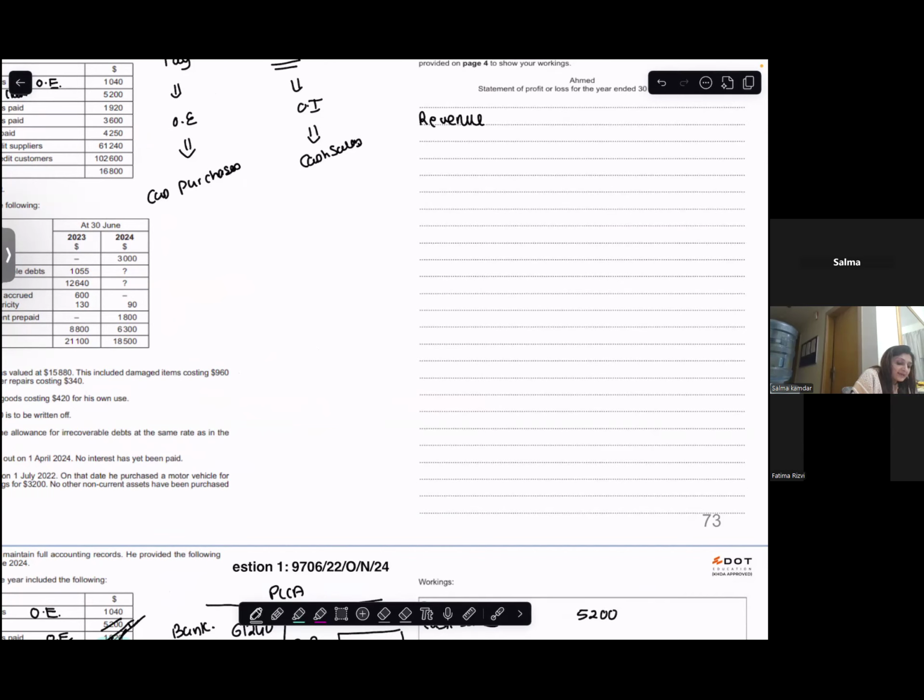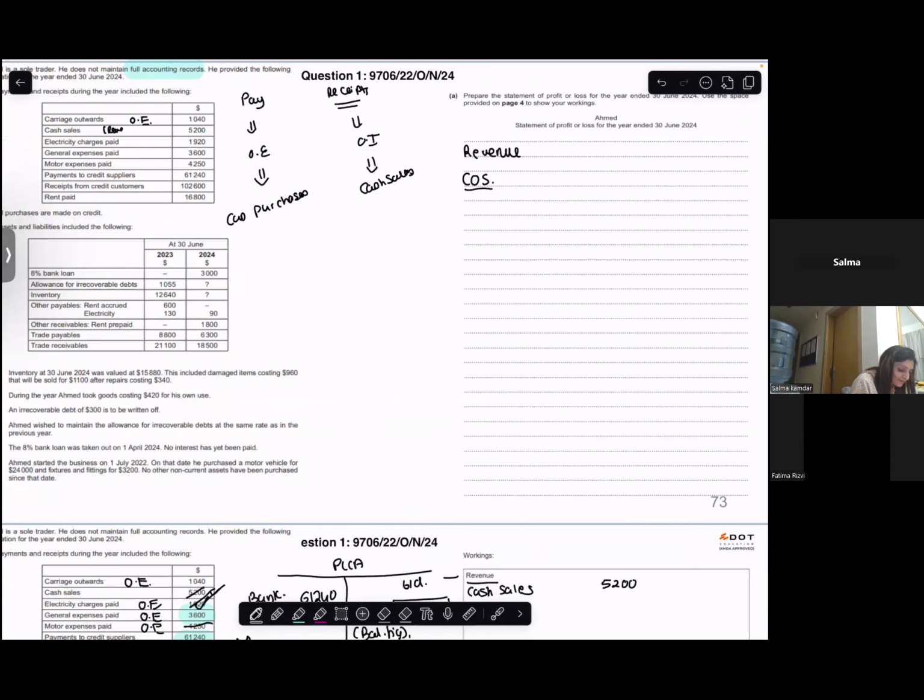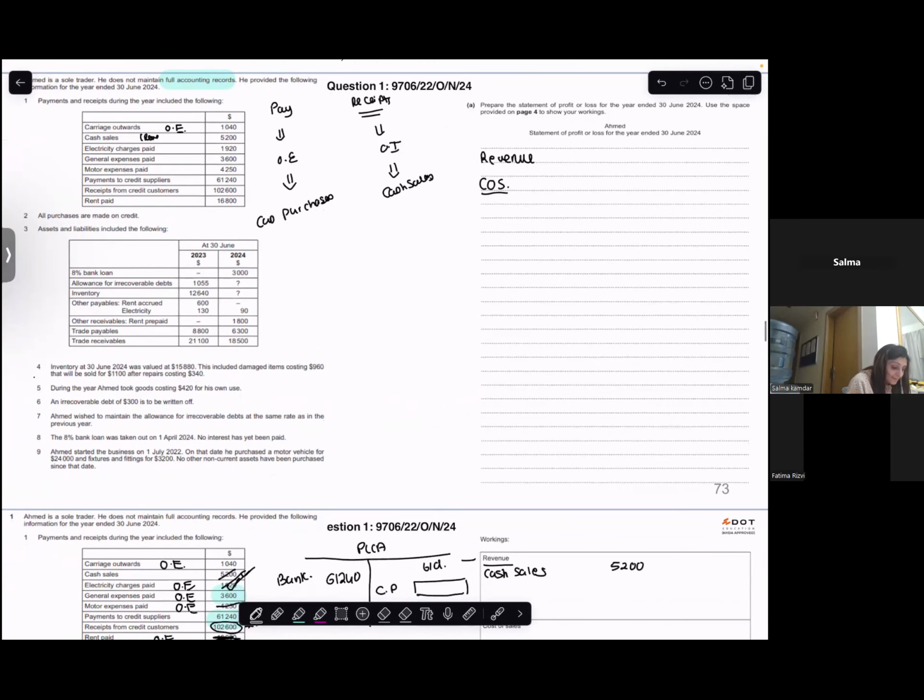I will say I have to deduct the cost of sales. Is there any information about inventory? Yes. Purchases should be a part. That means the cost of sales is going to be there. So I am just writing opening inventory, add purchases, minus the closing inventory.